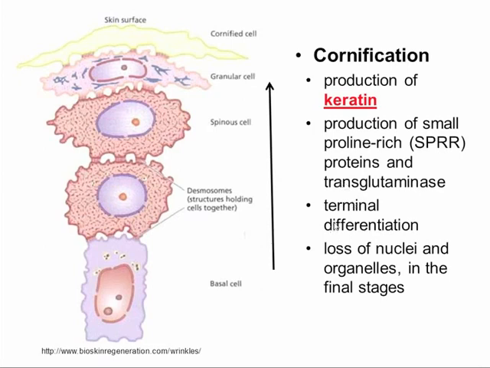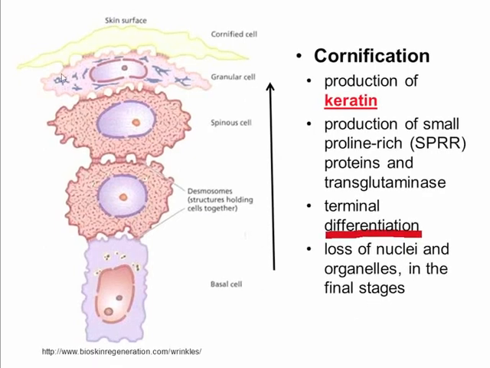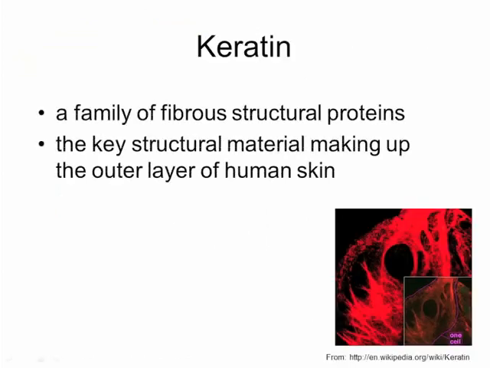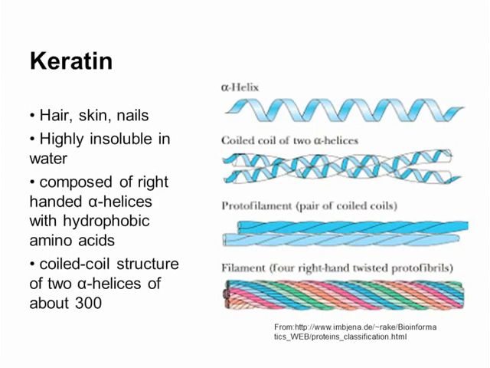So we have this differentiation of the keratinocytes, loss of nuclei, organelles in the final stages. The outer surface, just empty dead cells packed with keratin. So keratins, these are a family of fibrous structural proteins. We've seen that keratins play a key structural role in making up the epidermis. Keratins also appear in the hair and in the nails.